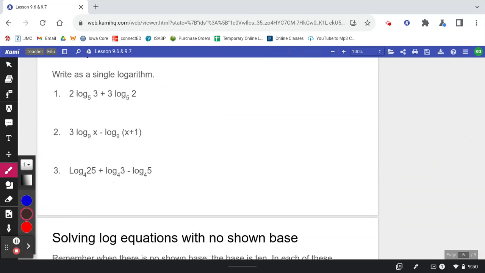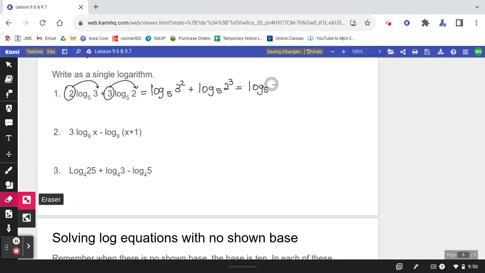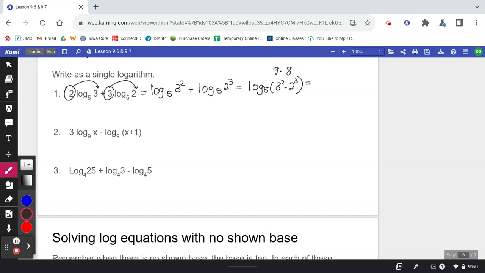This one we're talking about combining these two things. The first thing I want to do is change these coefficients into exponents on my numbers. So this would become log base 5 of 3 to the second plus log base 5 of 2 to the third. Then I would want to combine those with multiplication. It's going to become 3 to the second times 2 to the third. 3 to the second is 9, 2 to the third is 8. So my final answer is log base 5 of 72.